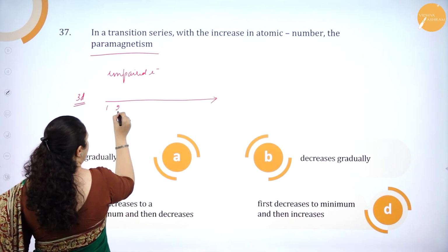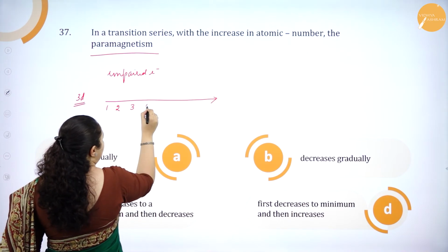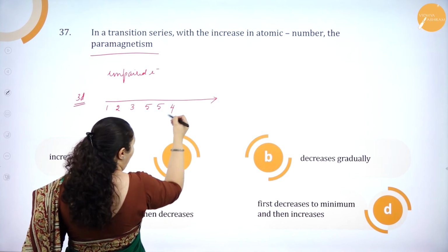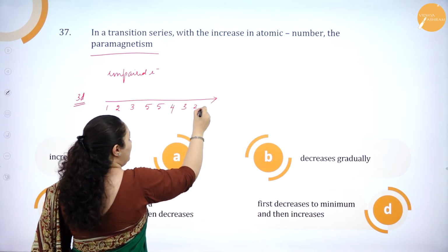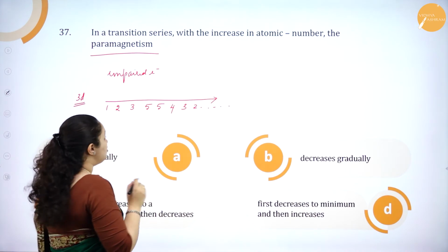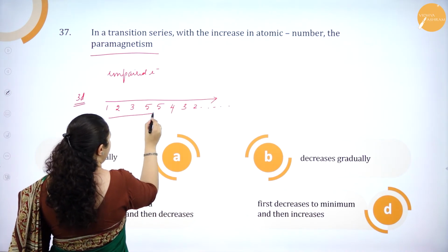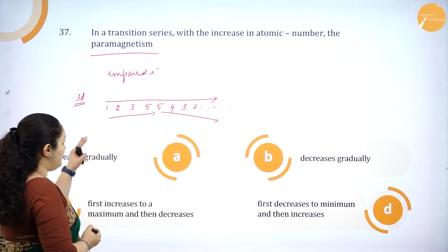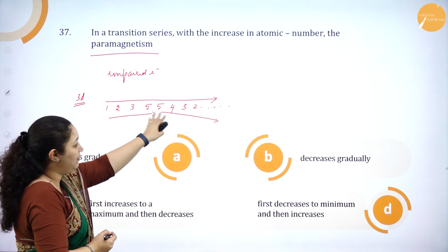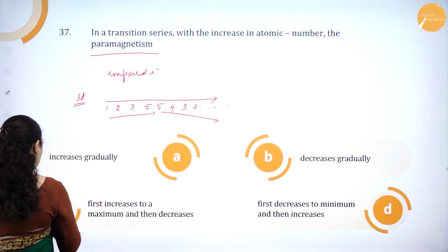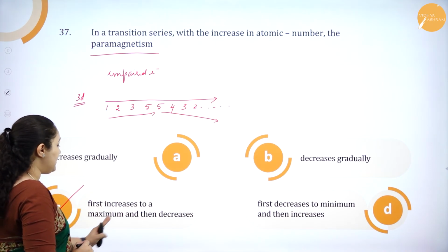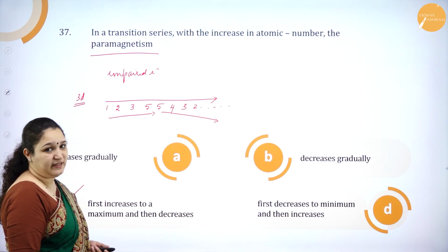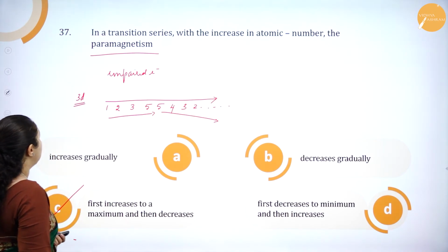First it is 1, then 2, then 3, then 5, then again 5, then it will be 4, then 3, then 2. It will go on reducing, isn't it? So the number of unpaired electrons is increasing, then decreasing. So paramagnetism first increases, reaches a maximum and then decreases. So it is option C. First increases to maximum and then decreases. So option C is correct. Okay. Next question.